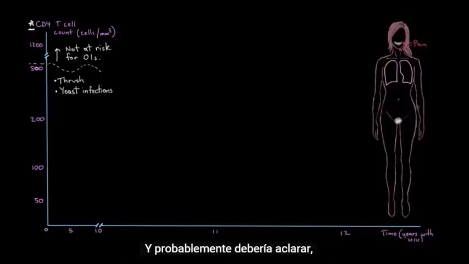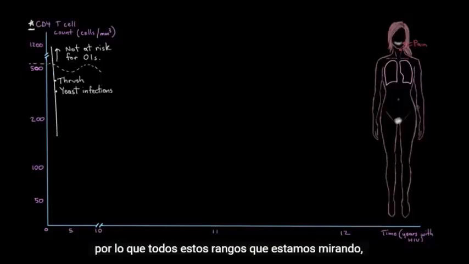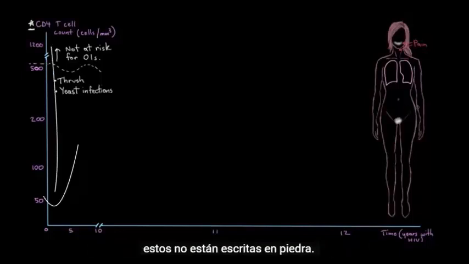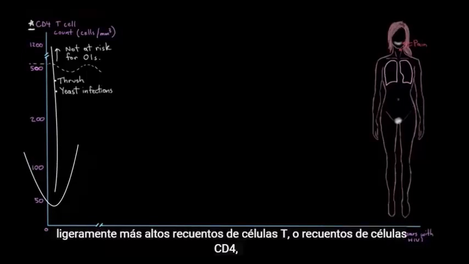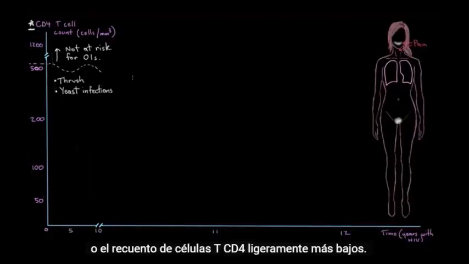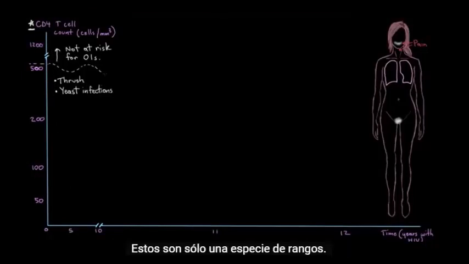And I should probably clarify, all of these ranges that we're looking at aren't set in stone. So you could get certain opportunistic infections at slightly higher CD4 T cell counts or slightly lower CD4 T cell counts. These aren't fixed numbers. These are just ranges.